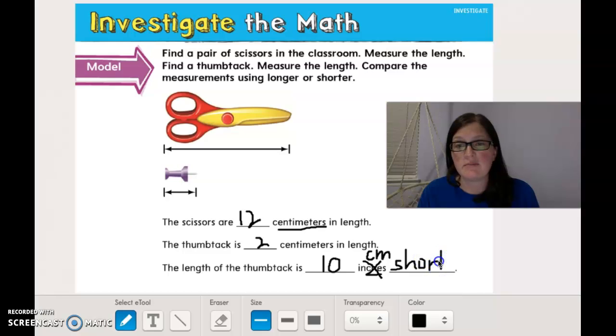Just like we did with the inches and feet page, comparing, we're going to measure and then we're going to find the difference between the two and tell whether it was longer or shorter.